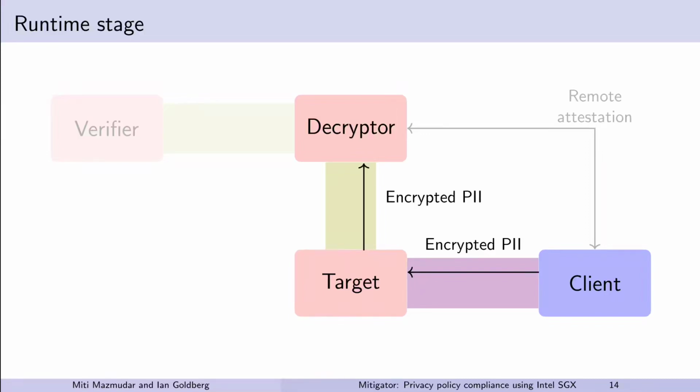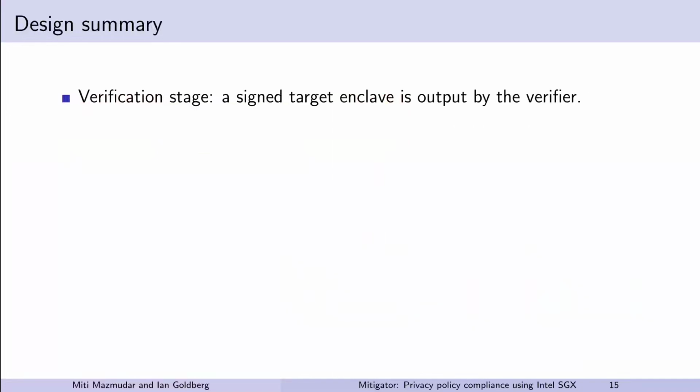The target forwards this encrypted PII along the secure channel with the decryptor. That is, it encrypts it again to the decryptor. The decryptor removes two layers of encryption, one from the target and one from the client, and then re-encrypts the PII back to the target. The target website code has been checked by the verifier to only process this PII in ways that are compliant with the privacy policy.